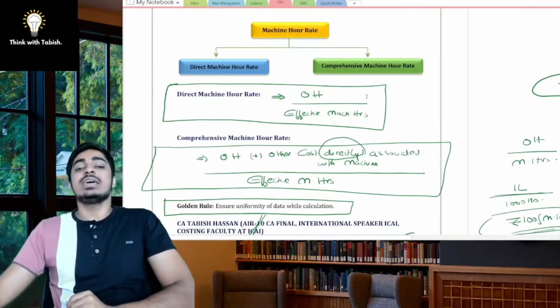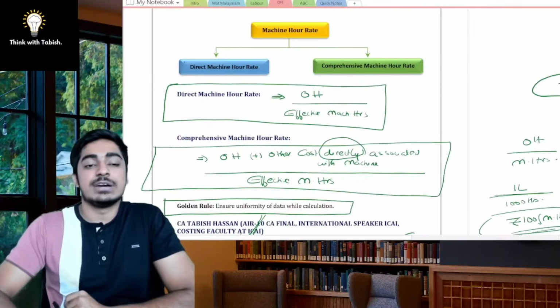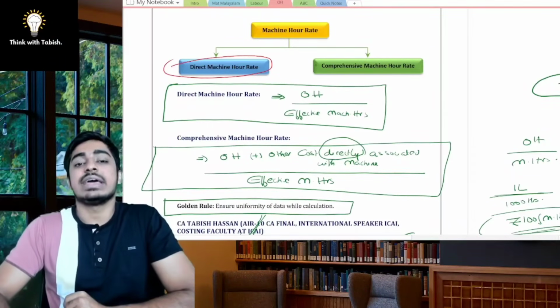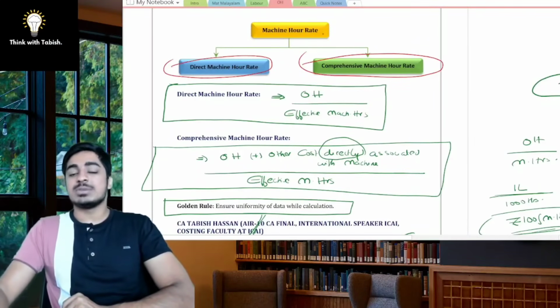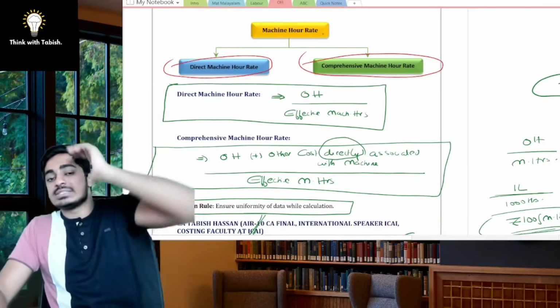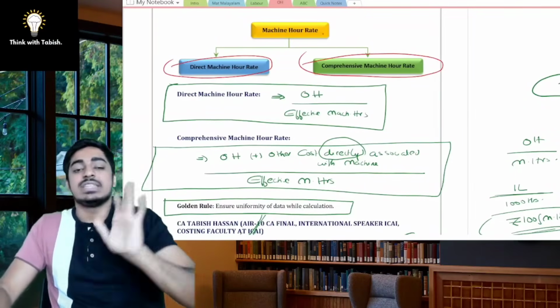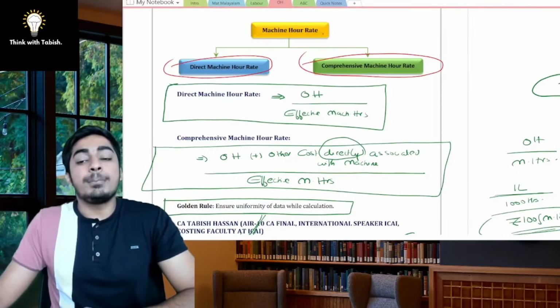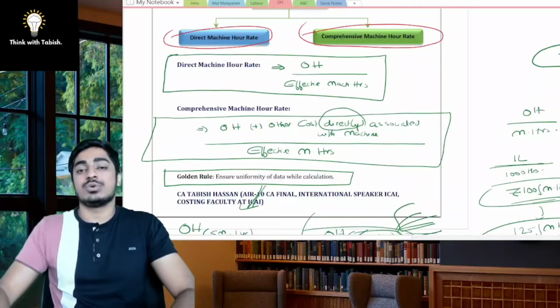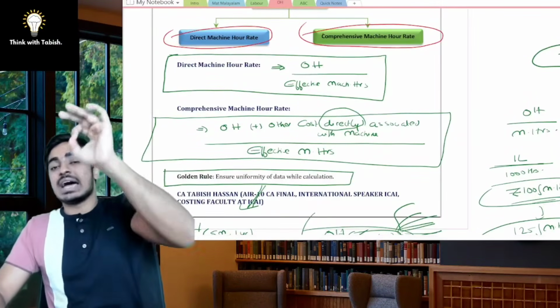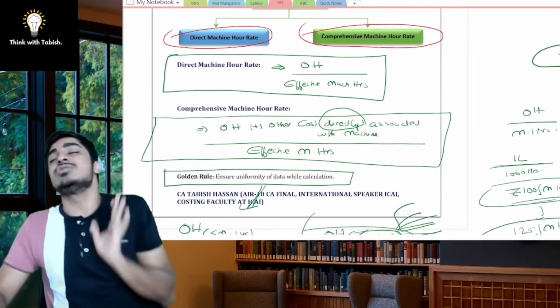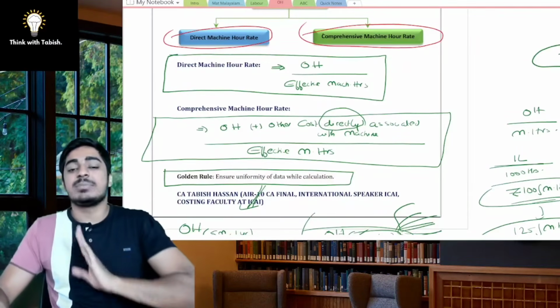Machine hour rate again has 2 different rates. Firstly, we have the direct machine hour rate. Second, we have the comprehensive machine hour rate. In direct machine hour rate, we just take overheads divided by machine hours, and we get the direct machine hour rate. In comprehensive machine hour rate, what are we doing? In the numerator, we take overhead plus other cost which is directly associated with the machine, divided by effective machine hours.